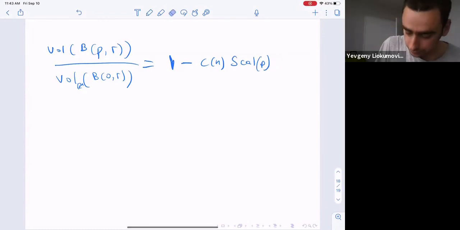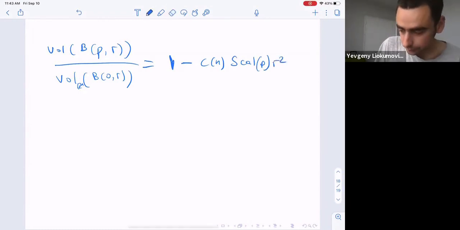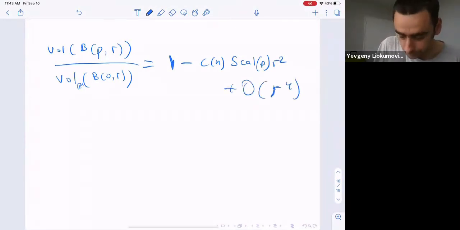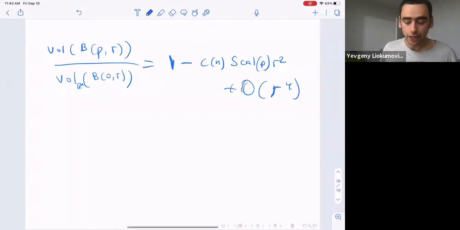r squared, plus a term of order r to the 4th, plus terms of higher order.